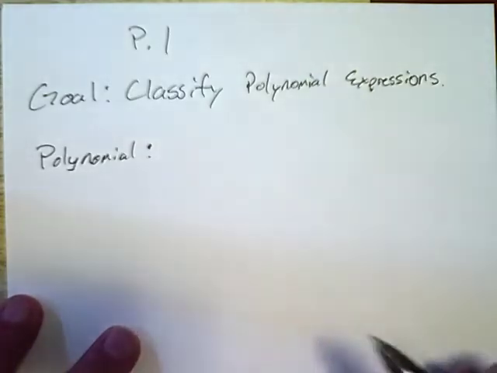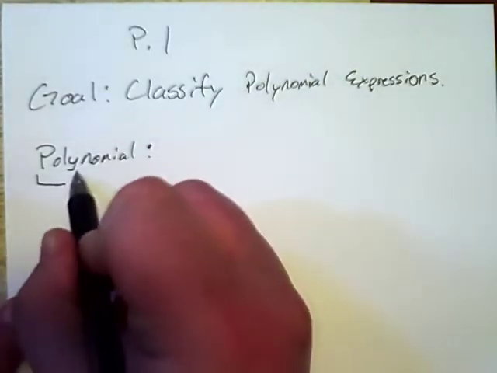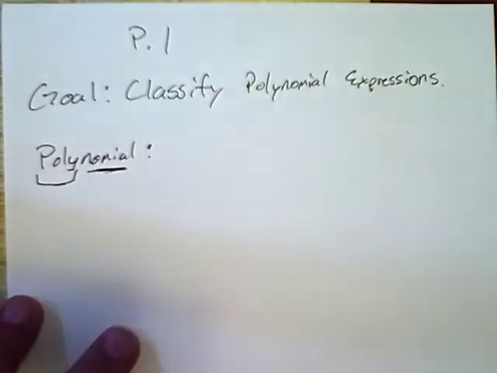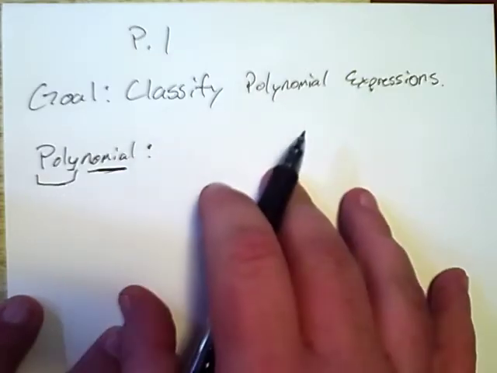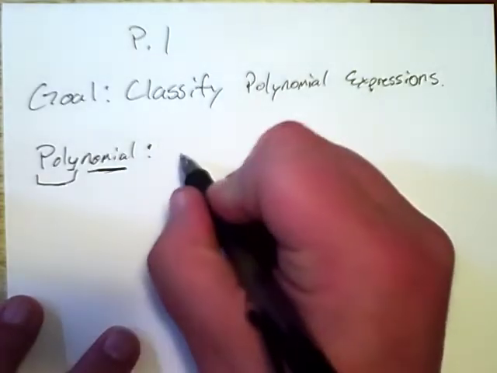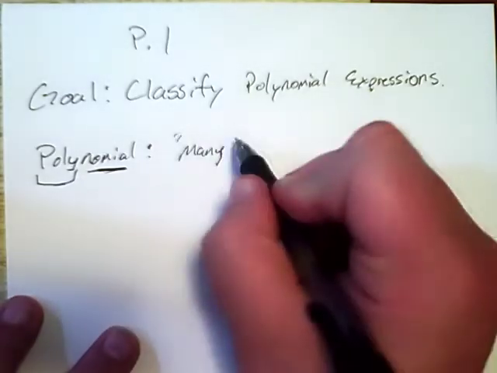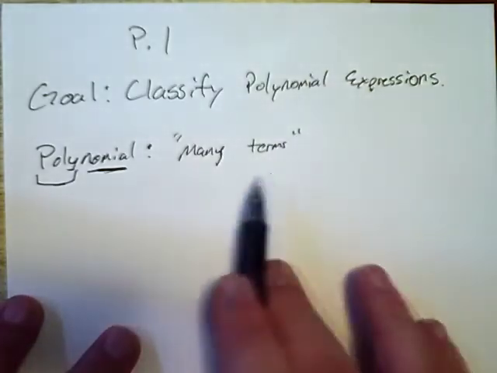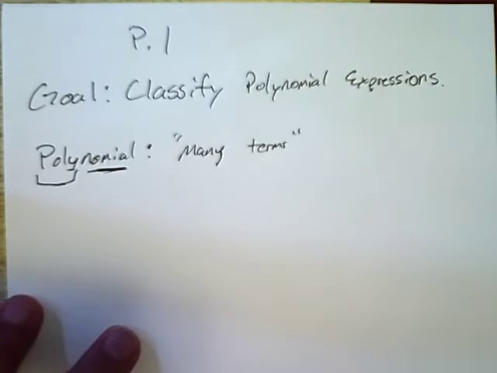A polynomial, the way I like to break this down is into two words, the root word poly and then the word nomial. And in this, I'm really going to directly define it as many, right? The word poly means many, so many terms. And nomial, to me, I just refer to it as many terms. So this is the way I'm going to look at this.